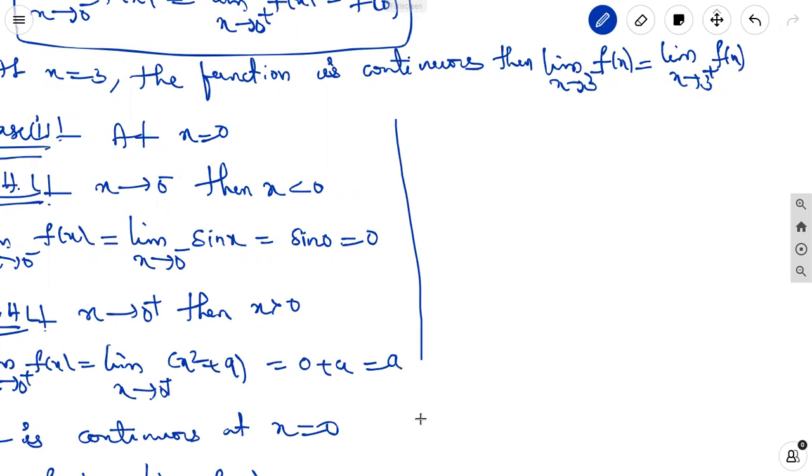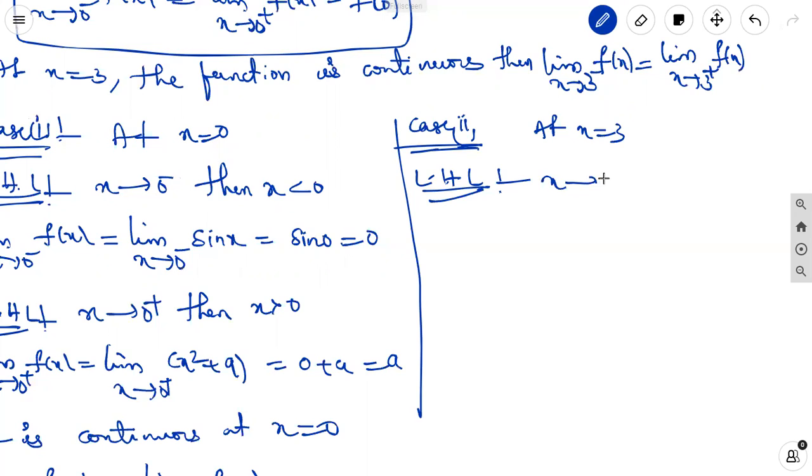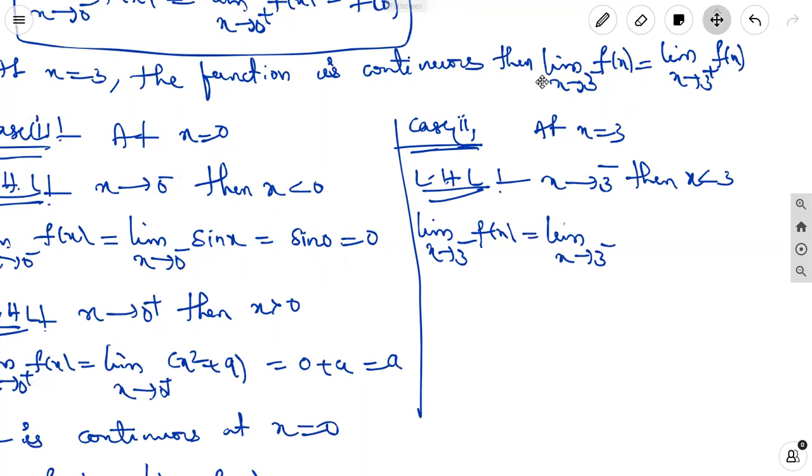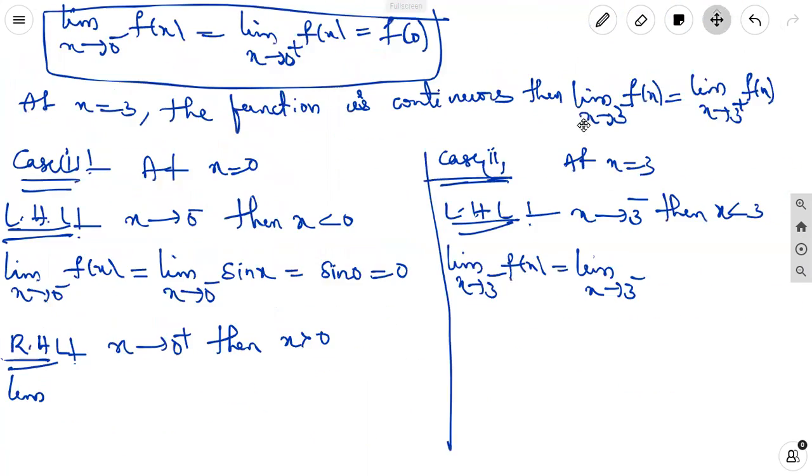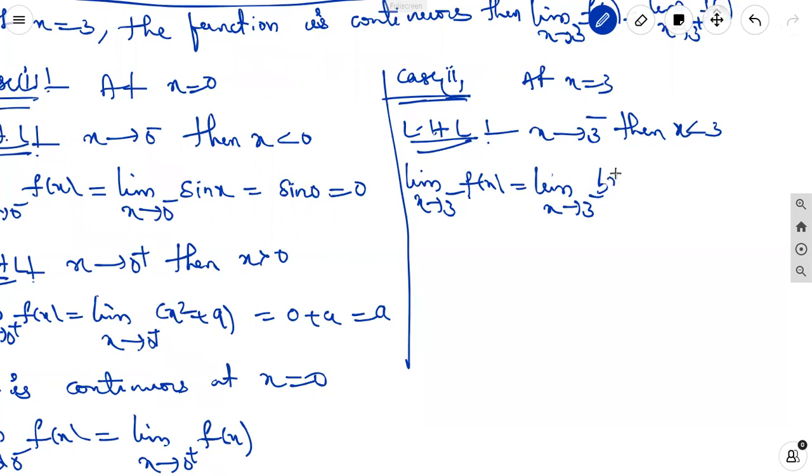Next, we can take the case 2 relation. Case 2, at x equal to 3. Take the left hand limit, x tends to 3 minus, then x is less than 3. Limit x tends to 3 minus f of x is equal to limit x tends to 3 minus of f of x. The x value is 3 minus, so this is bx plus 3, and for greater than 3 it is minus 3. bx plus 3. Substitute x replaced with 3, we get 3b plus 3.